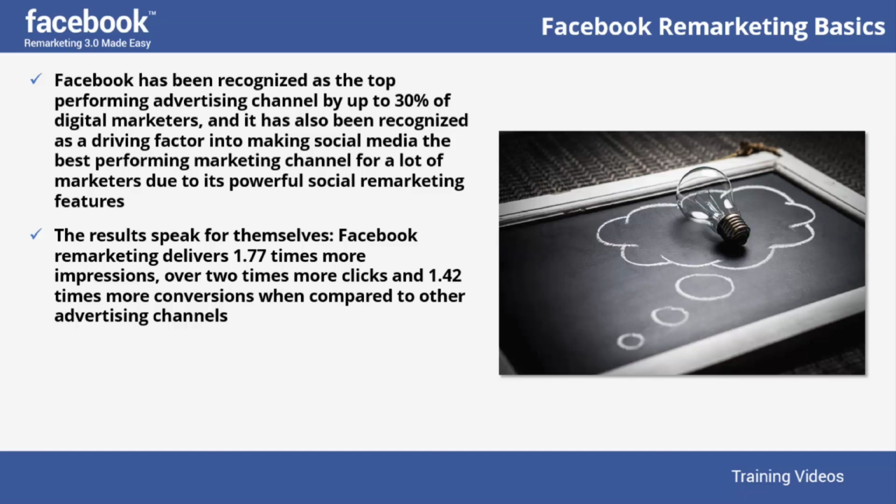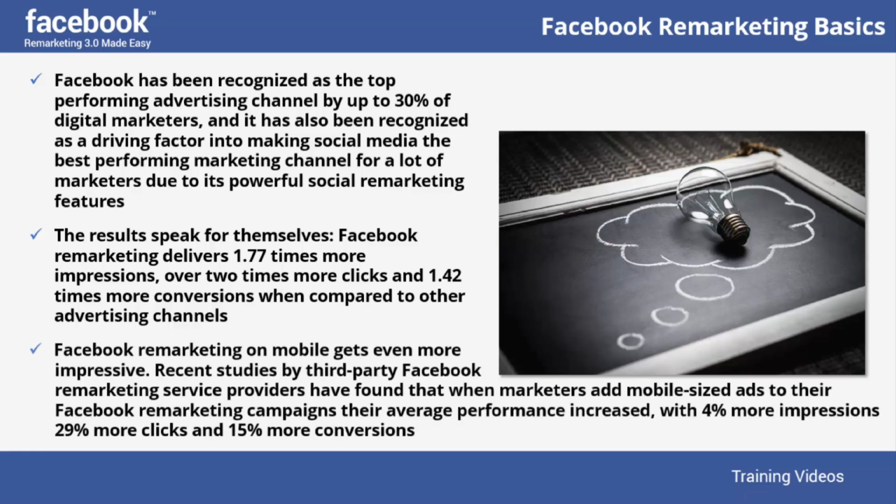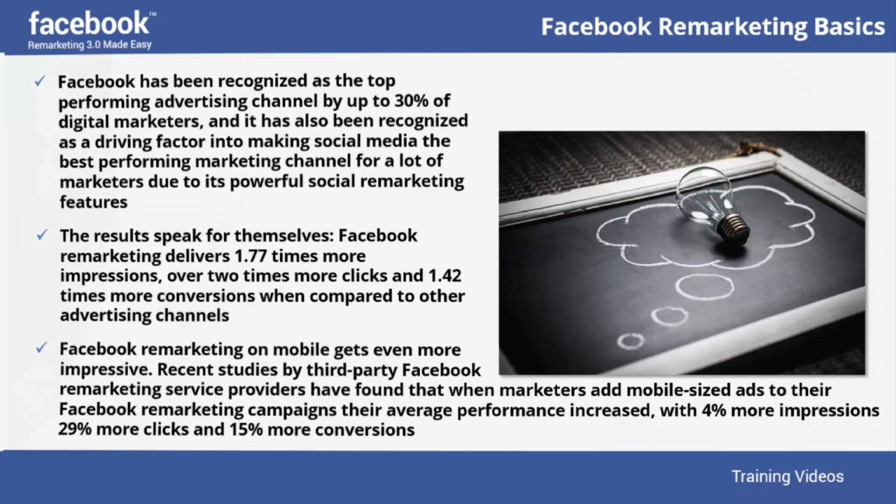The results speak for themselves. Facebook remarketing delivers 1.77 times more impressions, over 2 times more clicks, and 1.42 times more conversions when compared to other advertising channels. Facebook remarketing on mobile gets even more impressive. Recent studies by third-party Facebook remarketing service providers have found that when marketers add mobile-sized ads to their Facebook remarketing campaigns, their average performance increased with 4% more impressions, 29% more clicks, and 15% more conversions.